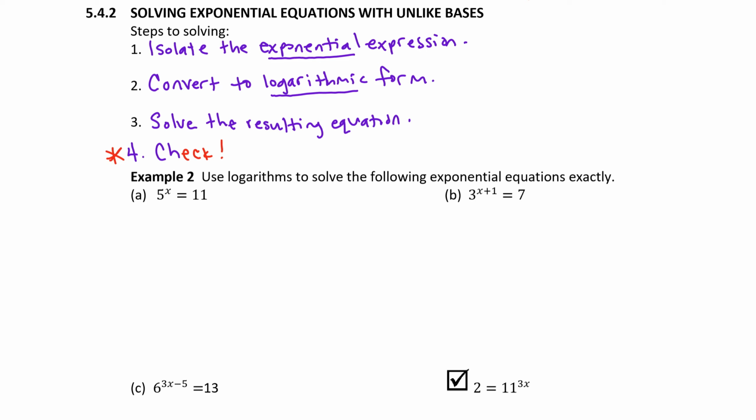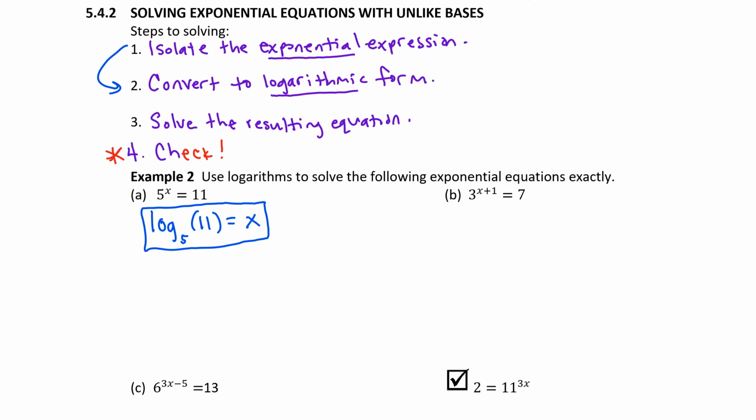So here we're going to apply the inverse of an exponential operation, which is a logarithmic equation. And we're simply going to do this by converting to logarithmic form. So we're going to rewrite this as log base 5 of something equals something. Can you figure out where all the parts go? The 11 goes here, and the x goes here. So congratulations, you have just isolated x, and you have solved that exponential equation.